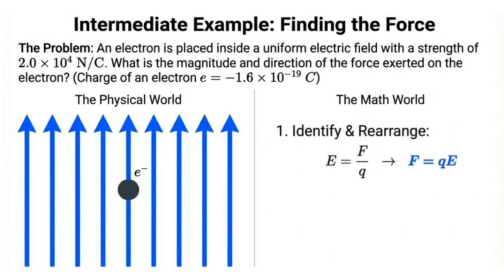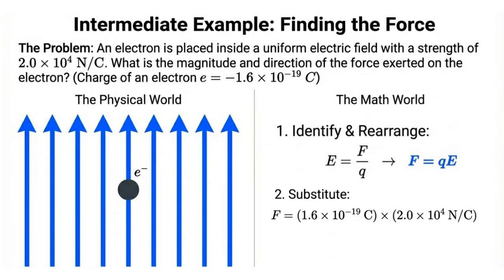We start with the equation that relates the electric field to the force and charge, which is E equals F divided by Q. By rearranging this equation, we express the force as the product of the charge and the electric field, or F equals QE. Next, we substitute the given values into this equation. We take the magnitude of the electron's charge, which is 1.6 times 10 to the minus 19 coulombs, and multiply it by the electric field strength, 2 times 10 to the 4 newtons per coulomb.